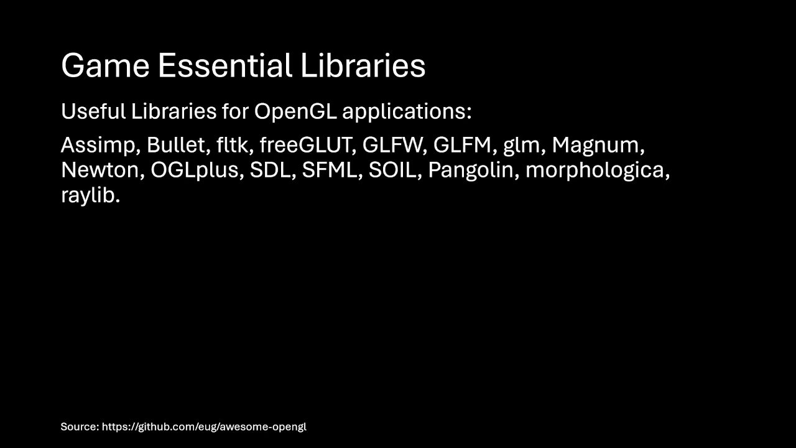Next one is useful libraries for OpenGL applications. So here we have Assimp, Bullet, FLTK, Freeglut, GLFW, GLM, Magnum, Newton, OGL plus, SDL, SFML, Soil, Pangolin, Morphologica, and Raylib. So what is Assimp? Assimp is a portable library to import 3D models in a uniform manner.